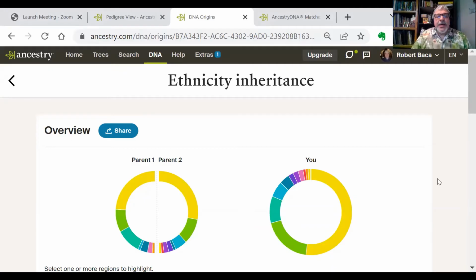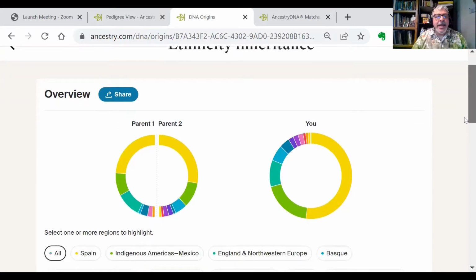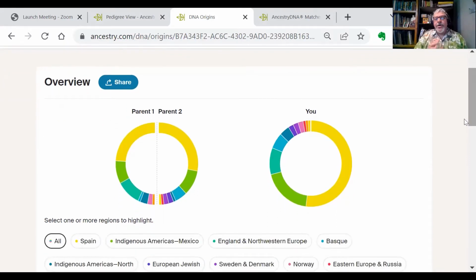So the first thing I would like to talk about with Ancestry.com is their new Ethnicity Inheritance. They can now show how much you are getting from each of your parents. Unfortunately, they can't show you which parent you're getting the DNA from. So you have parent 1 and parent 2, as you can see on this screen.